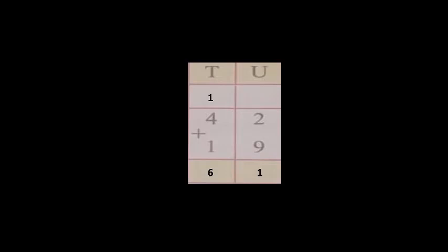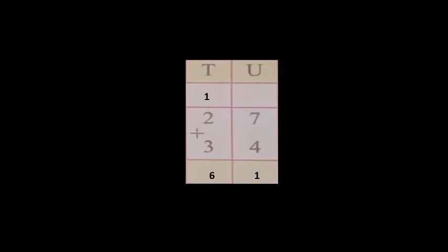Next, 42 plus 19. 2 plus 9 is 11. Let's carry 1 in the tens place and write down 1 in the units place. Now, 4 plus 1 is 5. Including the 1 which is carried over, we get 6. So let's write down the answer, 61.